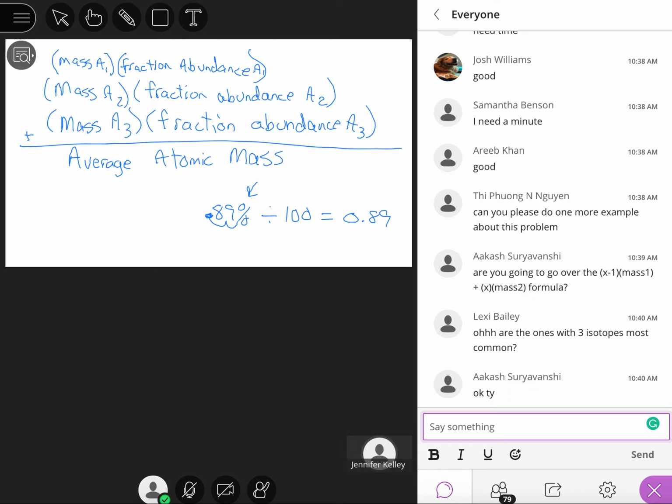No, not necessarily. Sometimes you have 4 isotopes, sometimes you have 3, sometimes you only have 2. It really just depends on the element.